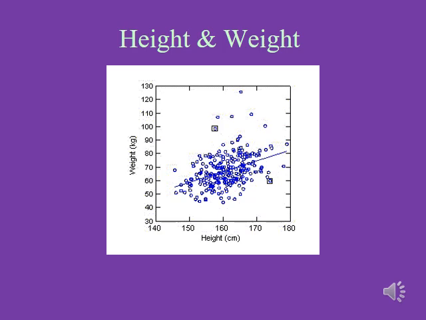A very common correlation is between height and weight. Typically, taller people weigh more than shorter people, and that's exactly what this graph is showing. Now, the reason that you see dots all over the place is that there are, in fact, short, fat people and tall, skinny people, but in general, the taller you are, the more you're likely to weigh.